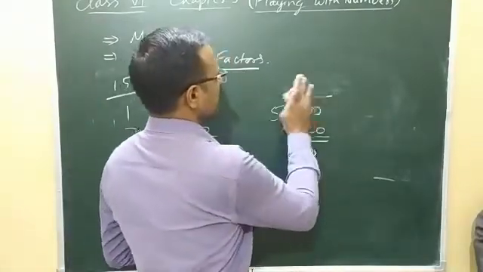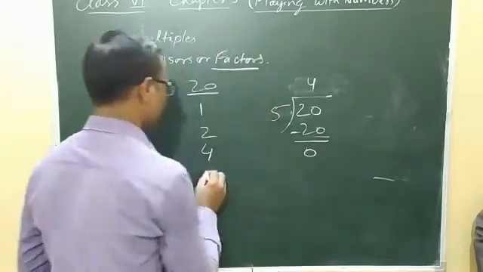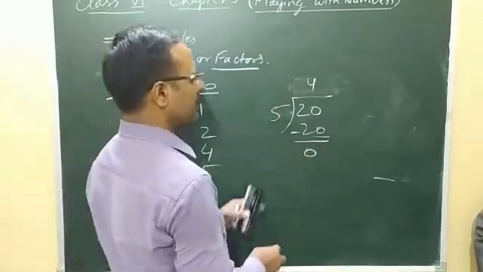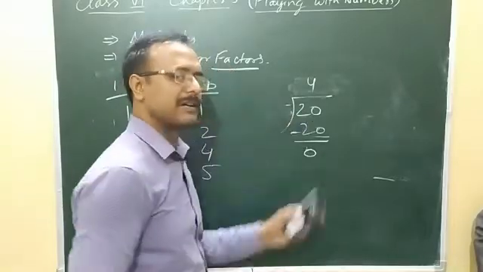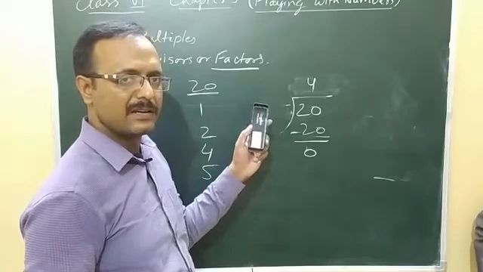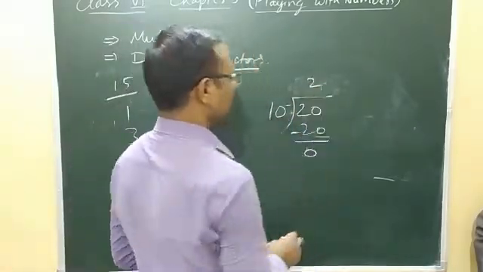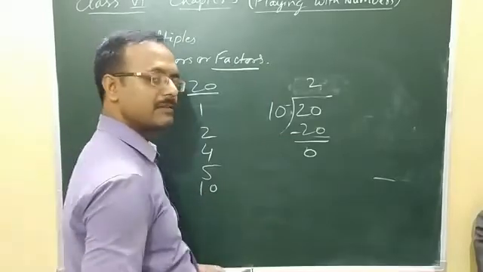Now let us see for 5. 5 4s are 20. Yes, here also it is completely divisible. 6 will not be able to divide it completely. 7 will not divide. 8, 9, 10. The 10 will divide. 10 2s are 20. Okay, so 10 is also a divisor.